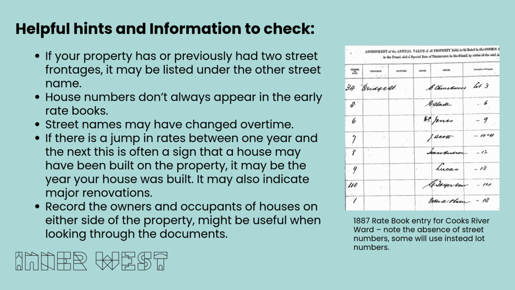If there is a jump in rates between one year and the next, this is often a sign that a house may have been built on the property. It may be the year your house was actually built. It may also indicate if major renovations occurred. It is also useful to record the owners and occupiers of houses on either side of the property when going back into the records.